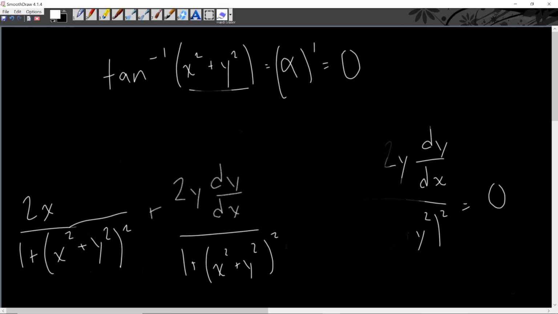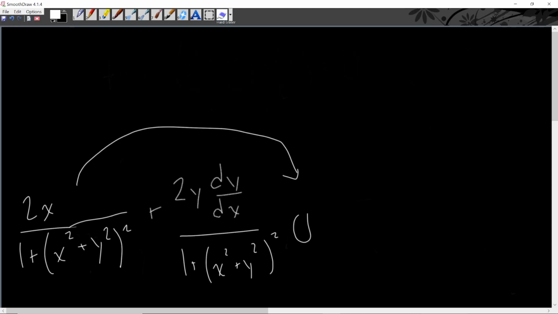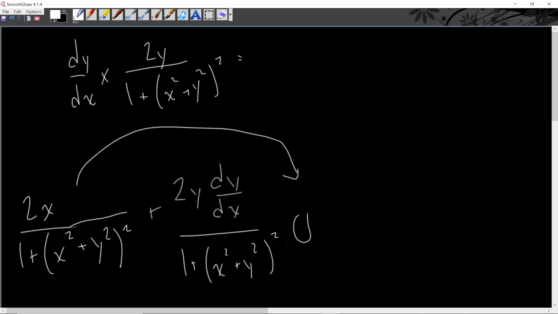And that might seem like it didn't really do too much, but it's actually done quite a bit, because now we can simply isolate the thing that does not have dy/dx by bringing it to the other side. And so we have a nice 2y dy/dx. Actually, for the sake of clarity, dy/dx is in the numerator, so we can bring it out to the front of our fraction. We have dy/dx times 2y over (1 plus x squared plus y squared) squared. Again, this is only possible because dy/dx is in the numerator of our problem.